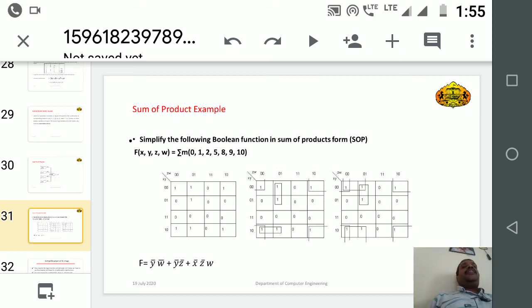bar. Means in this first term 2 variables are missing. Which variables are missing? X and y. In the second term again 2 variables are missing, and in the third term only one variable is missing, which is the y variable. Okay, so how it will be get, we will see in the next slide.